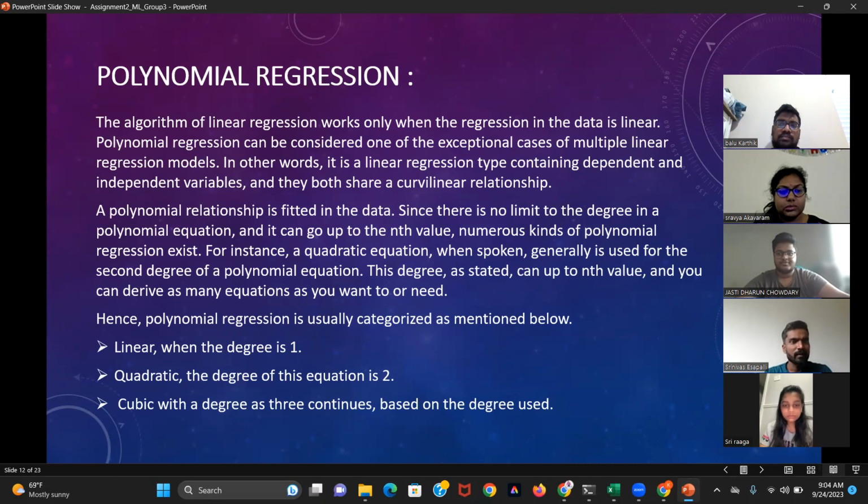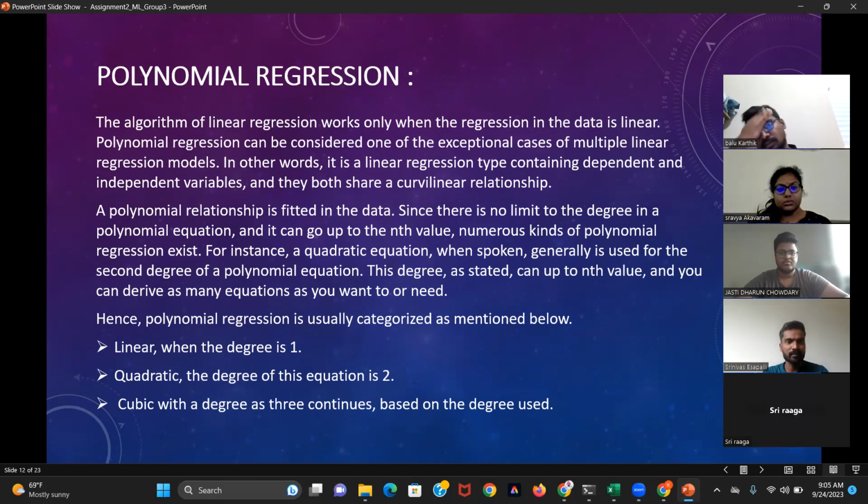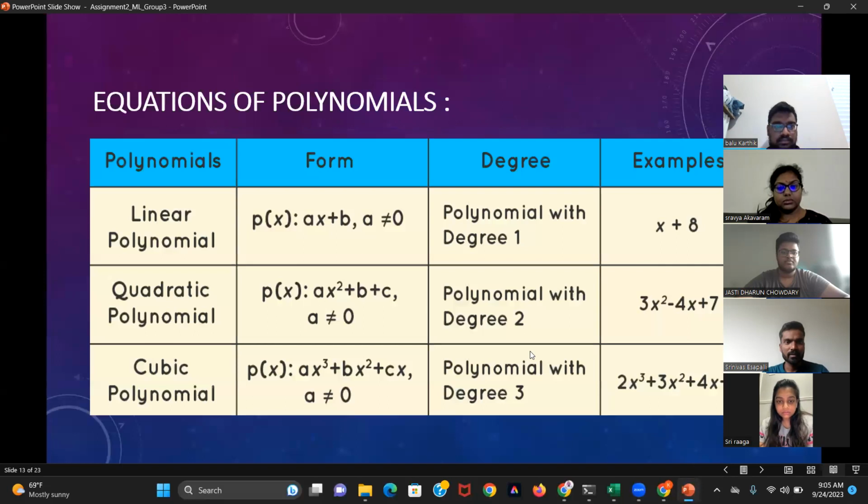Yeah, hello. Now I would like to explain about polynomial regression. The linear regression algorithm works only when the relationship in the data is linear. Polynomial regression can be considered one of the exceptional cases of multiple linear regression models. In other words, it is a linear regression type containing dependent and independent variables that share a curvilinear relationship, a polynomial relationship.